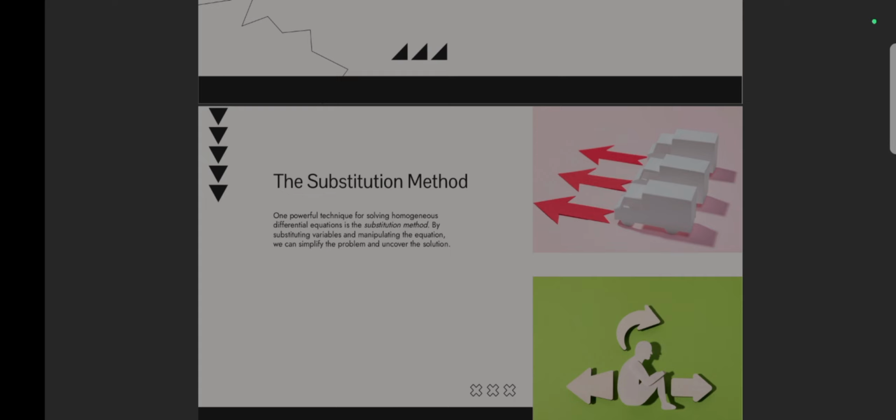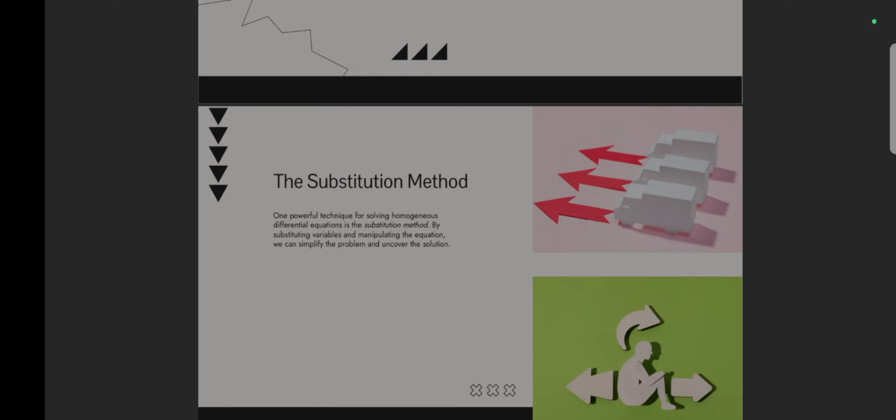Next one, substitution method. One powerful technique for solving homogeneous differential equations is the substitution method. By substituting variables and manipulating the equation, we can simplify the problem and uncover the solution. Here is a basic outline of how it works. First one, identify the homogeneous differential equation. First, recognize that the differential equation you are dealing with is homogeneous, meaning all terms can be expressed as functions of the dependent variable and its derivatives.